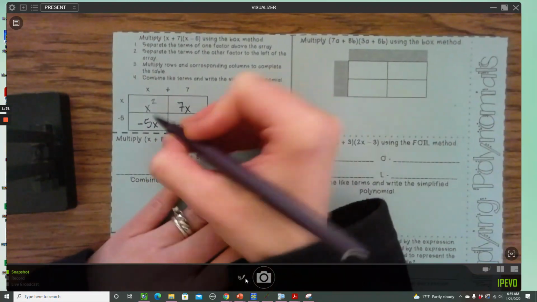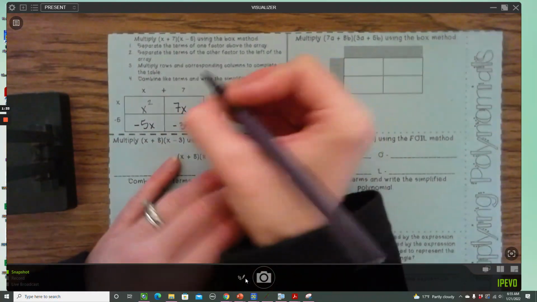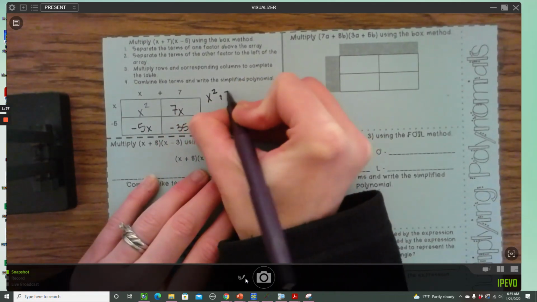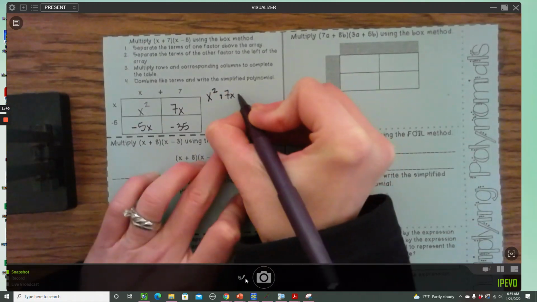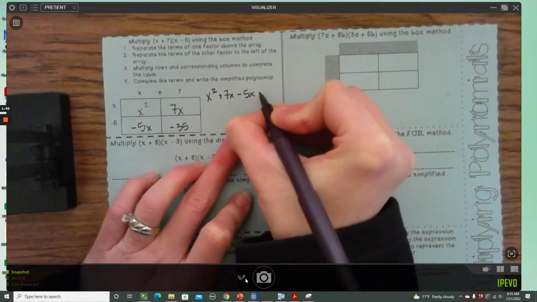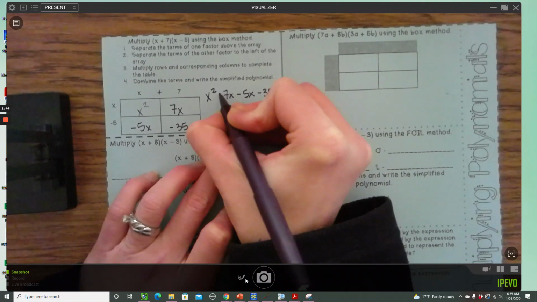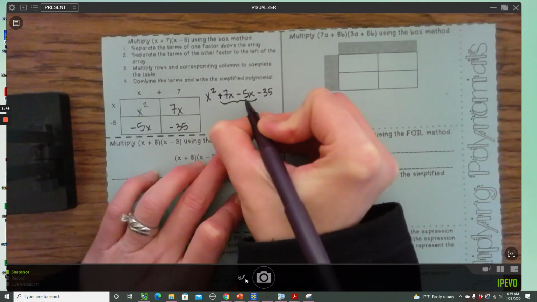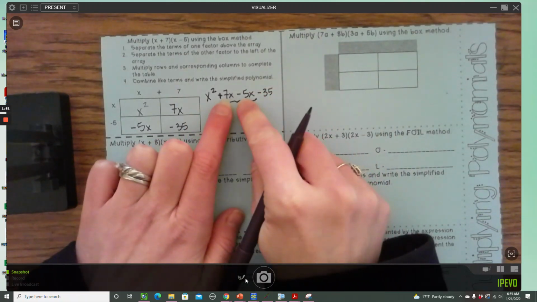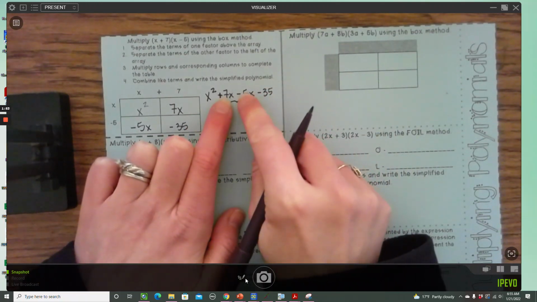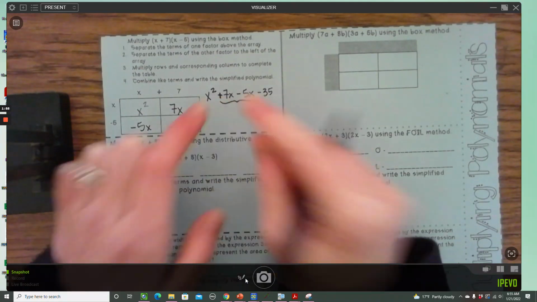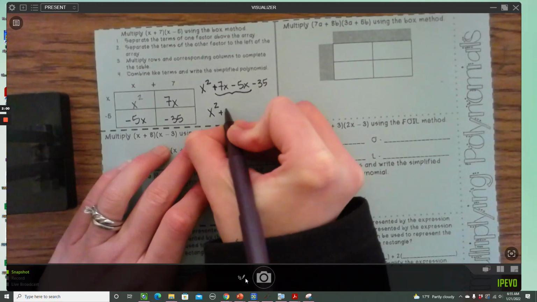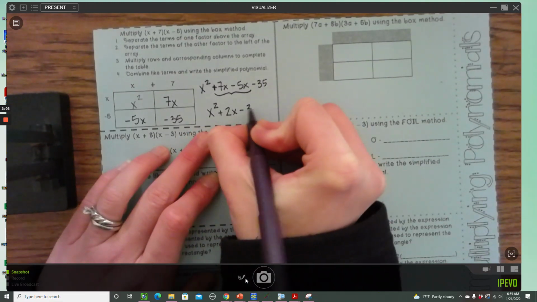So what we have here, always start with your highest exponent. So x squared, and then we've got plus 7x minus 5x and then minus 35. We need to combine like terms. So our like terms here are a positive 7x and a negative 5x. And so when you combine those, remember, you just add the coefficients. So 7 plus a negative 5 gives me a positive 2. So if I combine like terms, I have x squared plus 2x minus 35.